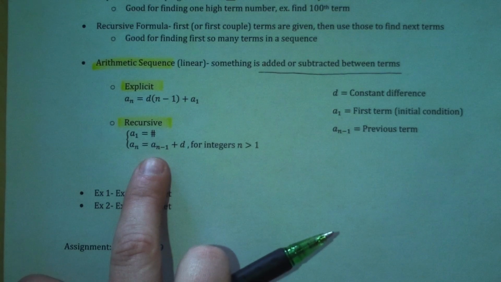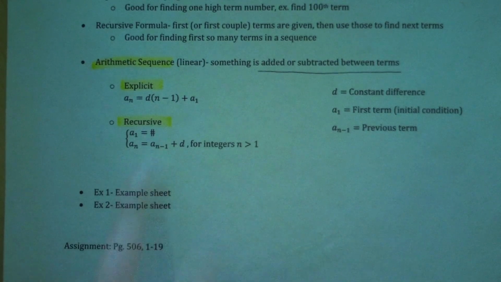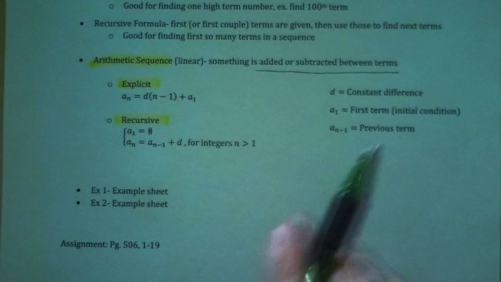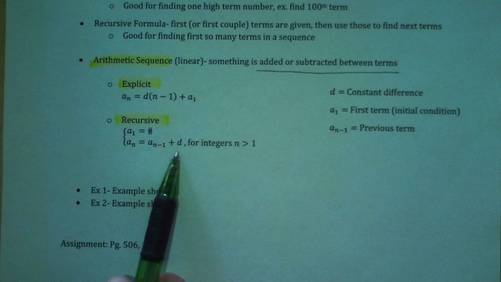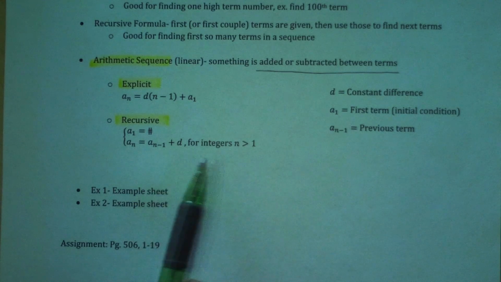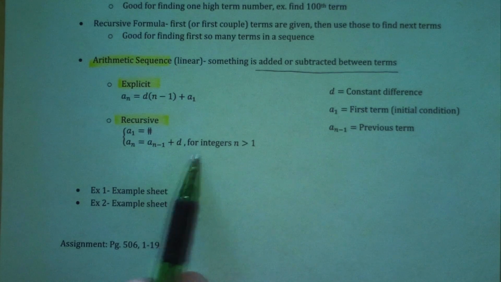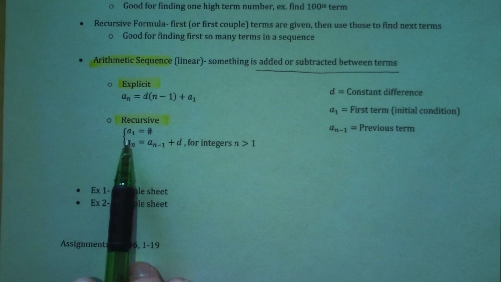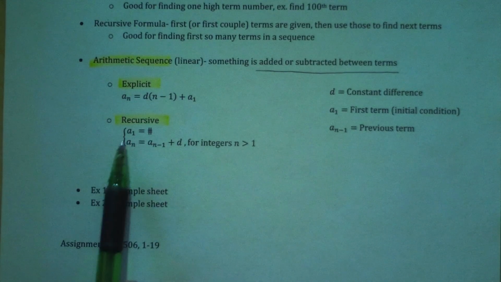And then this back part here is just telling us that we're doing it for term numbers. So the first term number is already listed there. So you could say for integers, n is greater than 1, because it's basically all of our values after the first one. We would use this formula here.